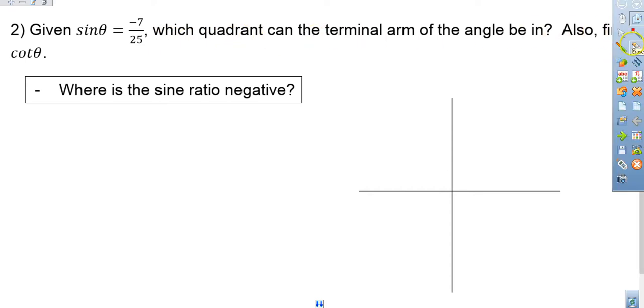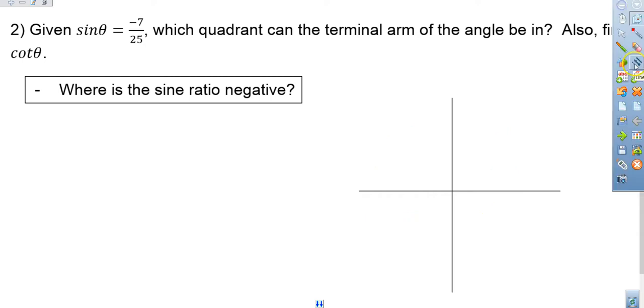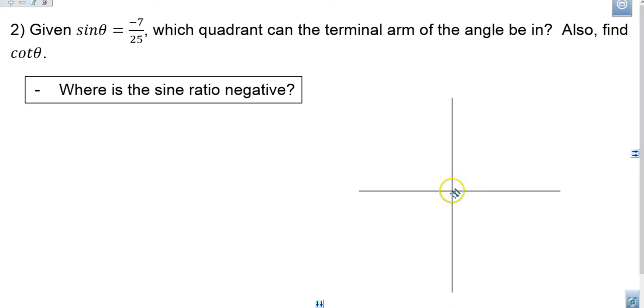Now, what you need to think of here is, where is the sine ratio negative? If you remember, A for all ratios are positive in quadrant 1. S for sine is positive. T, tangent is positive in this quadrant, and C for cosine. Now, if sine is positive in quadrant 1 and quadrant 2, that means that sine would be negative in quadrant 3 and 4. So to draw my diagram, I can draw terminal arms. This angle could be in quadrant 3 or in quadrant 4.